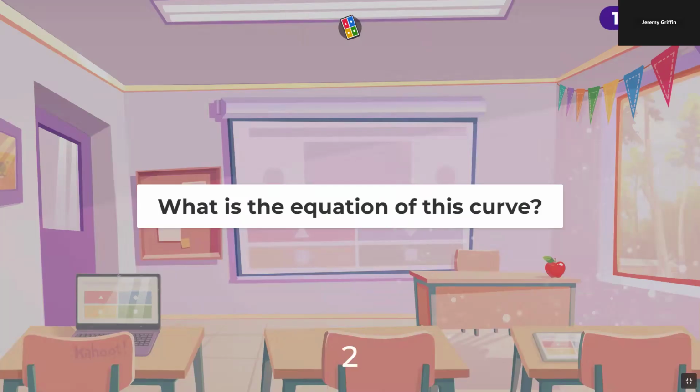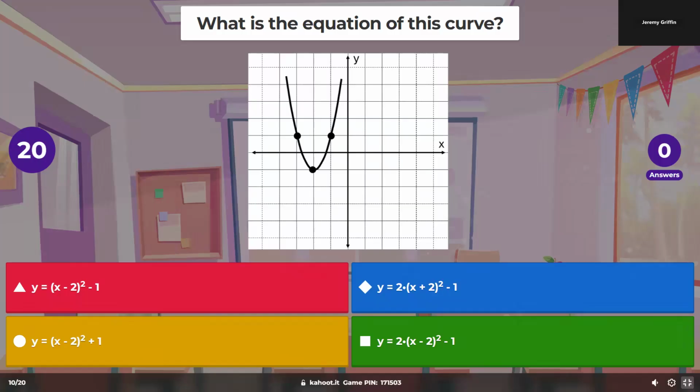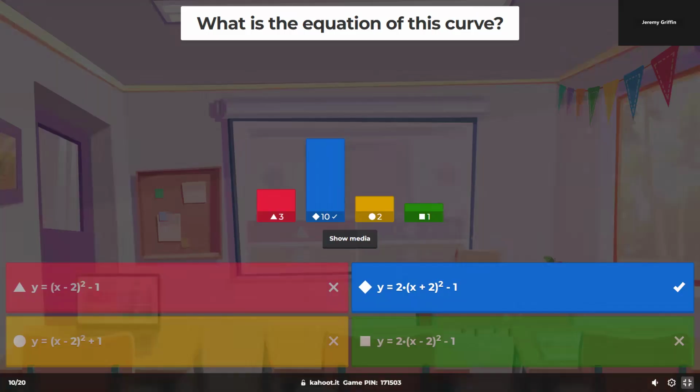Equation of this curve. See, left 2, down 1, and also vertically stretched. Left 2, down 1, vertical stretch. Put it all together. There it is. Look at you guys go. There's left 2, there's down 1, and here's a vertical stretch factor of 2. It's like twice as tall as a regular parabola.